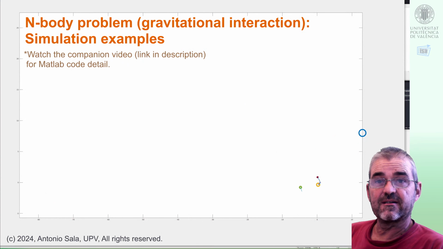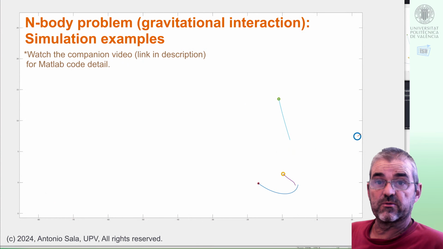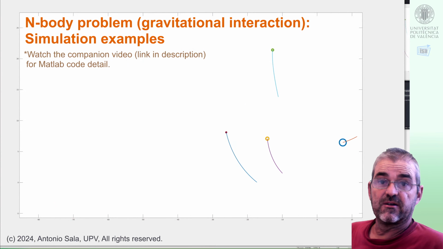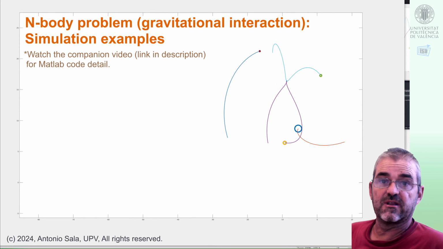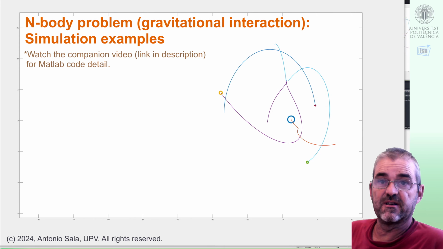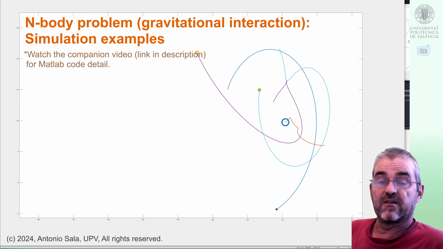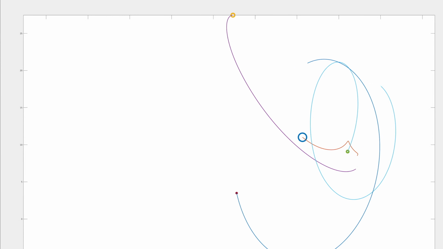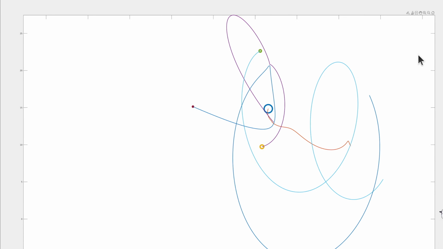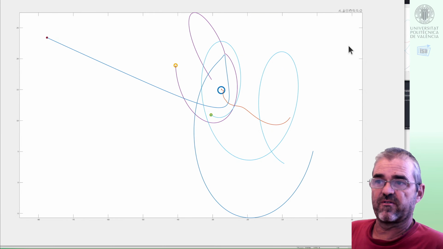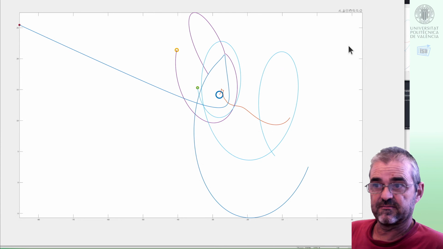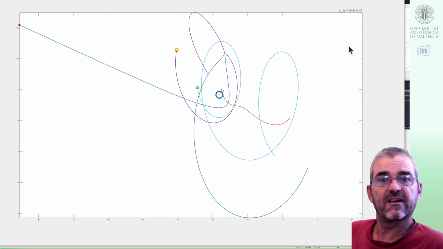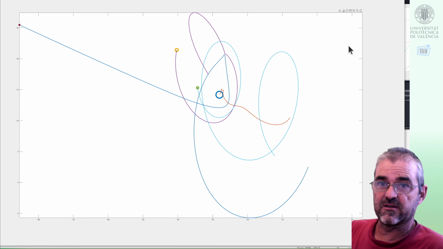Hi, I'm Sala, and in this video we are going to simulate several cases of the n-body problem subject to gravitational interaction. For instance, in here we are already simulating a 4-body problem in which the final status of the orbits is sort of difficult to predict. They are sort of chaotic. More on that in a minute.